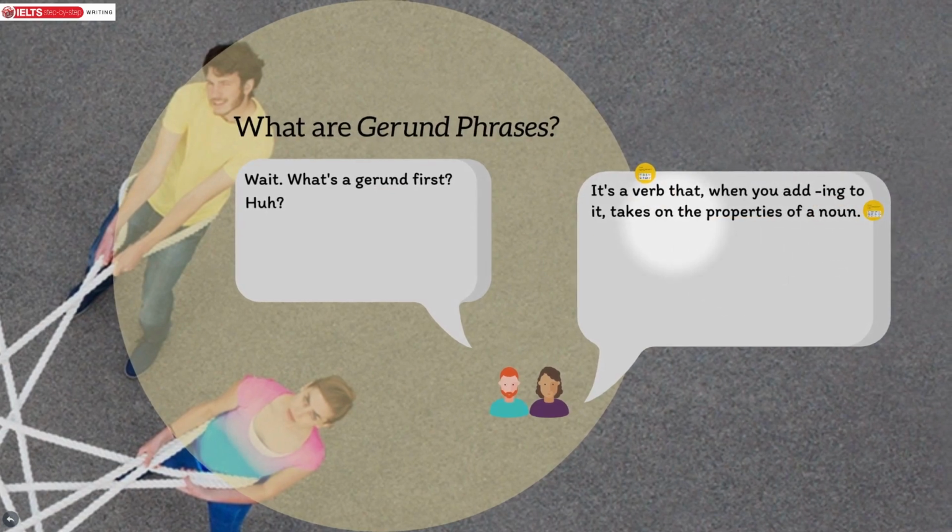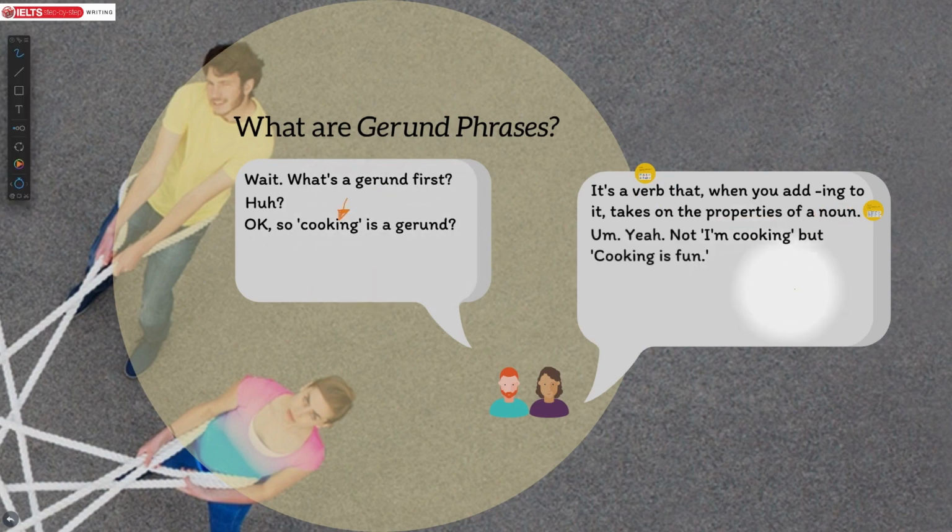So the student says, okay, so cooking is a gerund. Yes, it looks like a gerund, but be careful. So let's just have a look at this. The teacher says, yeah, but not this sentence, I'm cooking. Because that's talking about something that I'm doing right now, and it has the verb be in it. So I am cooking, the verb be is there, therefore this is not a gerund, it's just the present continuous or present progressive grammar of the English language. It means I'm doing something at this moment in time.